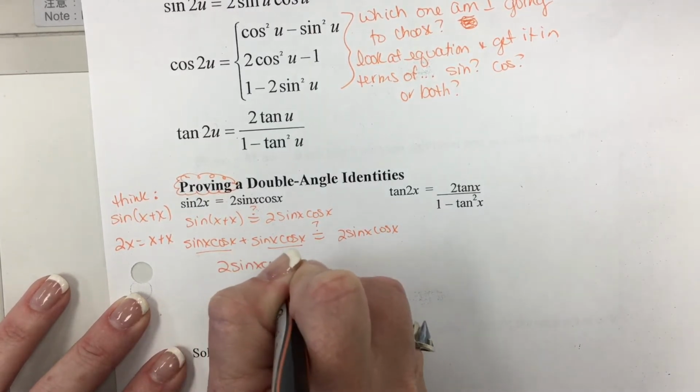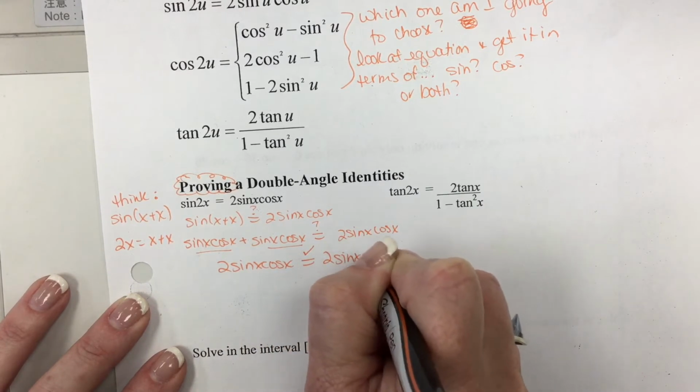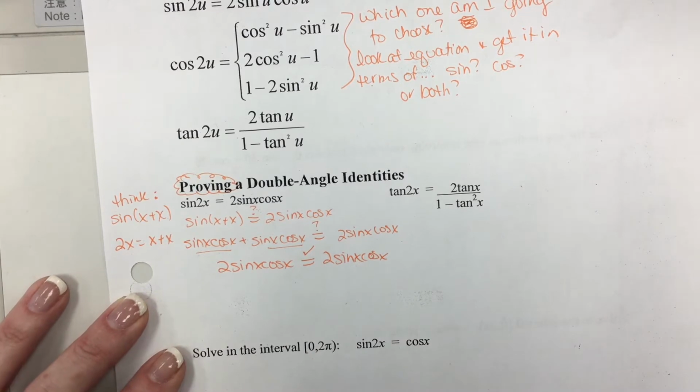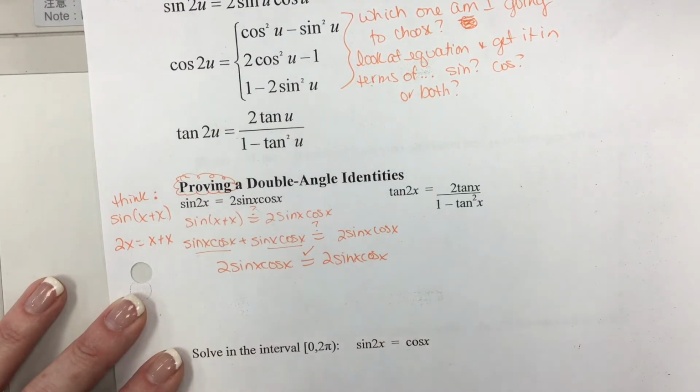I have 2 sine x cosine x. By gosh, by golly, it really does equal. I wasn't making that up. Okay? So what I'm not doing is I'm not actually using any of the formulas above yet. Okay? We're just proving it.